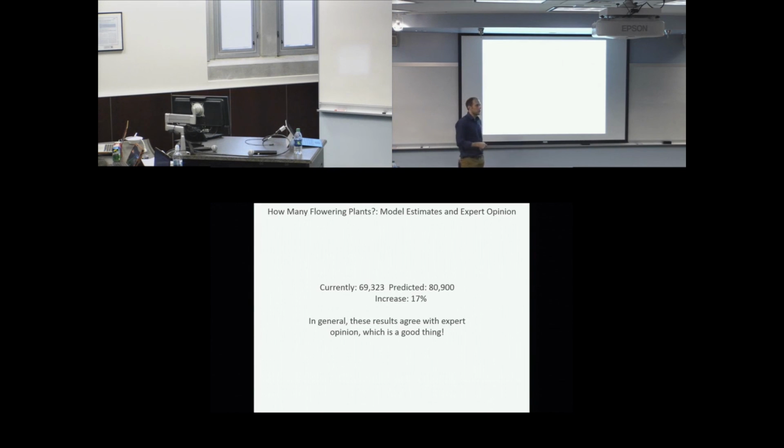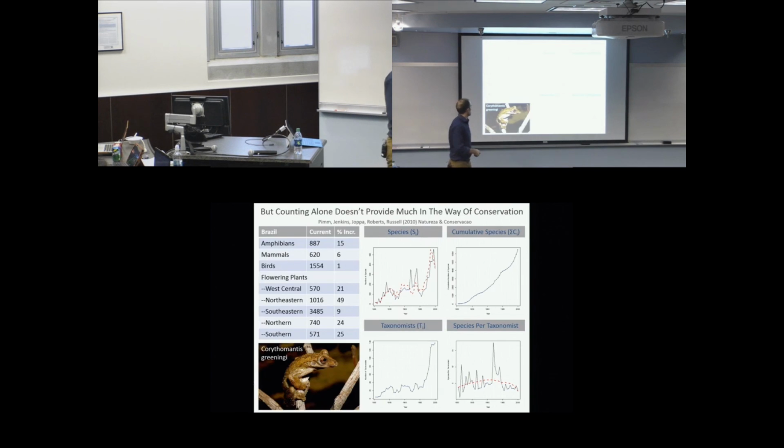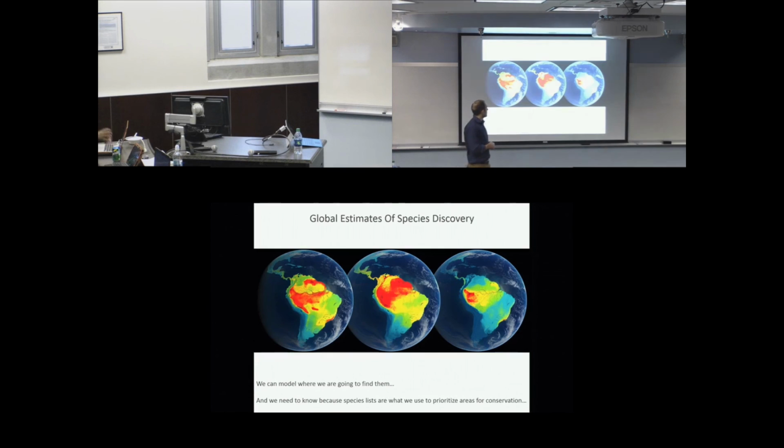And if you take the average across all these families of flowering plants that taxonomists estimate, it's almost 16%. So we're kind of on the way there. I'm going to skip through this because I've only got 5 minutes left. But we started doing the same stuff to think about where these species are going to be found.